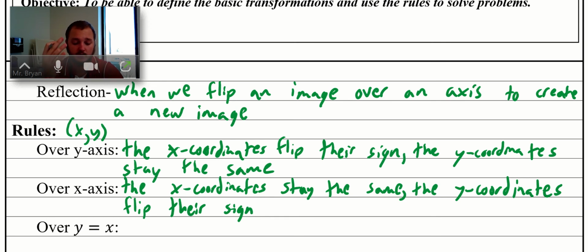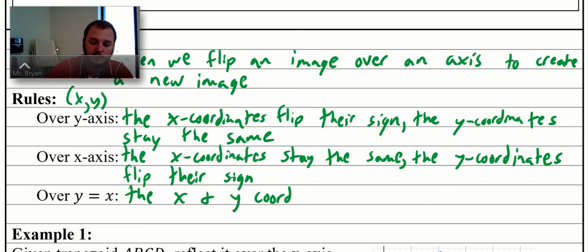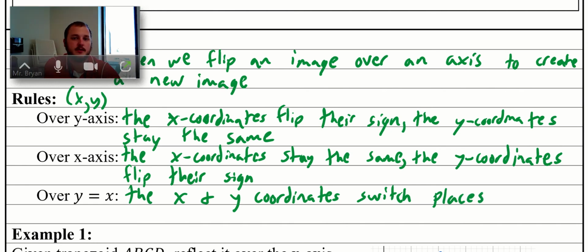All right, and then the last one we have here, if we have the line y equals x, so that's a line going from the bottom left to the top right, or for you guys it would look like this, bottom left to top right. And what you would do if you reflect over that line is we're going to say the rule is the x and y coordinates switch places. So they're not changing their signs. They're still the same number, except, if I had the coordinate 1, 3, if I reflected over that line y equals x, then I would just switch it and say 3, 1. Okay, that's the basic idea here.